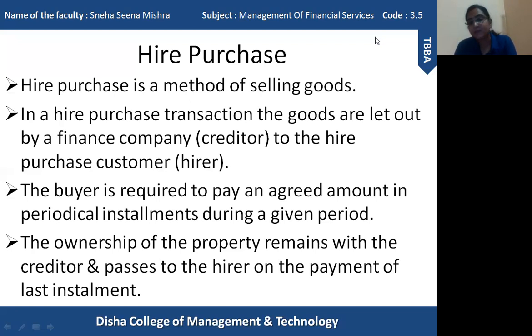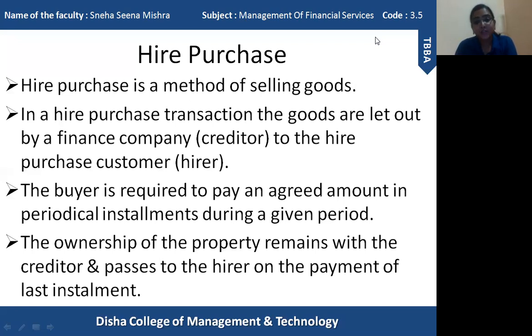So it is a method which is basically used by different sellers in order to increase the sales of their product. Now the seller and the buyer enter into an agreement. They fix the installment amount. They fix the time period within which the installments will be paid. They also fix the time intervals, and the ownership will remain with the seller until and unless all the installments are paid by the buyer.